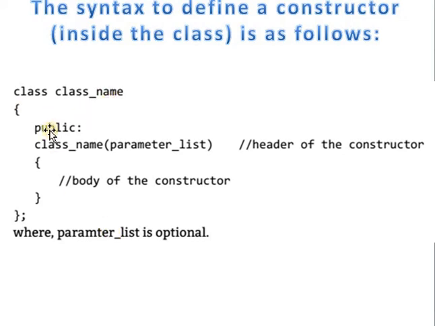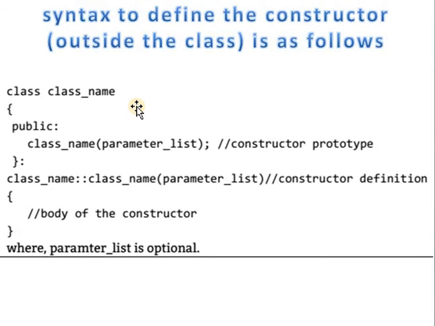In the class, in the public section, you want to define a constructor. The constructor has the same name as the class name, and it may contain parameters, and here is the function body. Here is the constructor body. It is one type of function, but it is very special because it has the same name as the class name. Next, we will see the syntax to define the constructor outside the class.